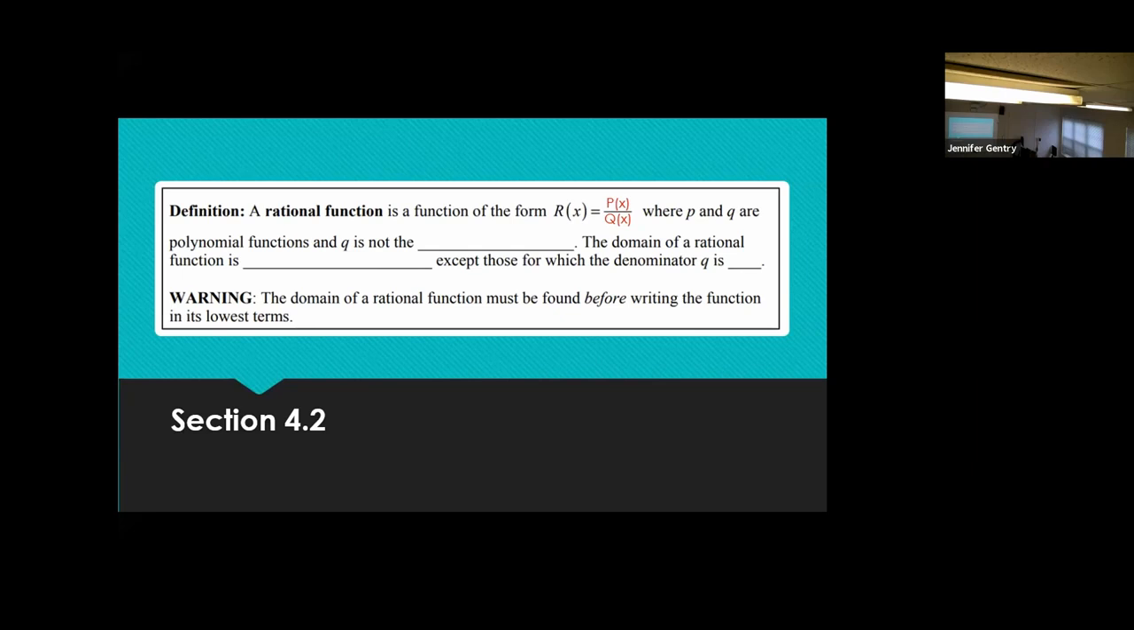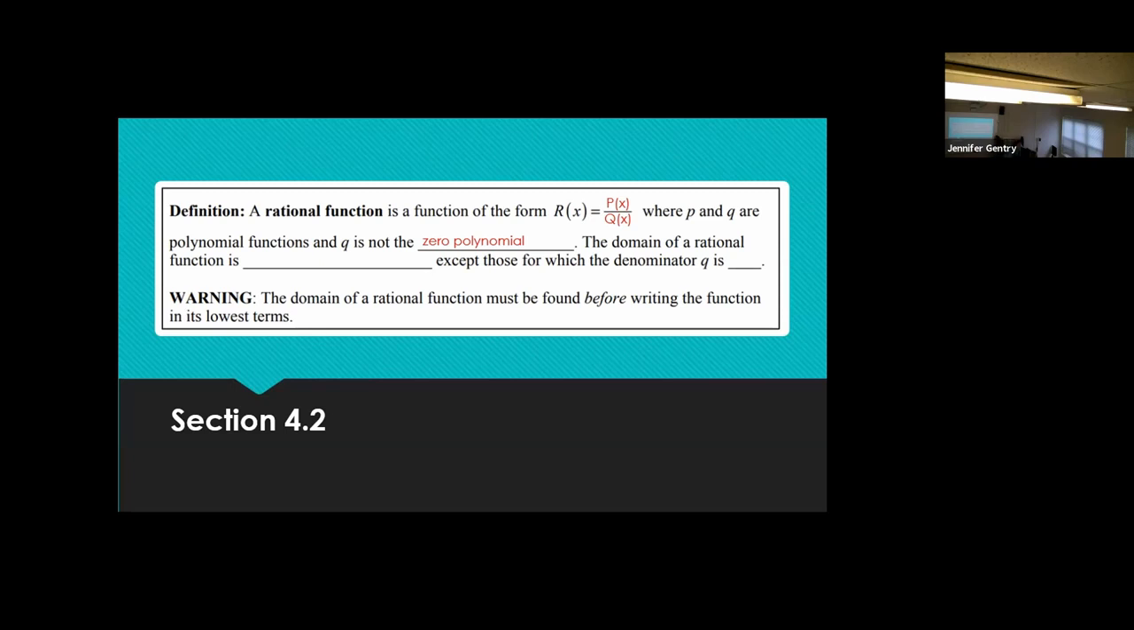Okay. Q cannot be the zero polynomial. Why can't Q be 0? Where is it in my little fraction up here? It's on the bottom, right? So it can't be on the bottom. So Q cannot be anything that's a zero polynomial, okay?